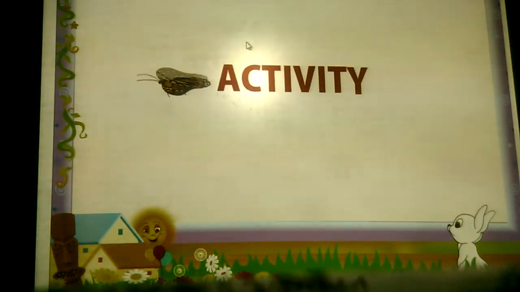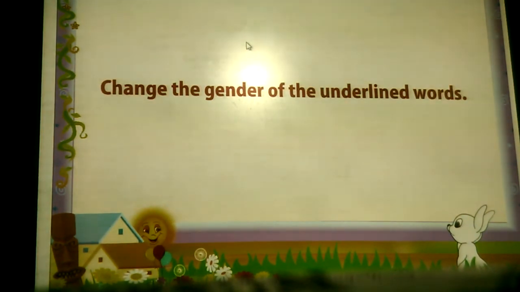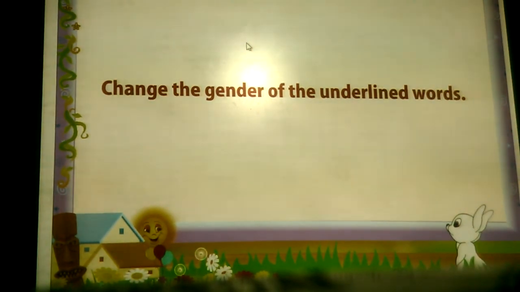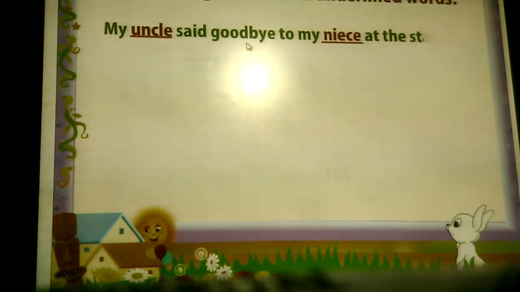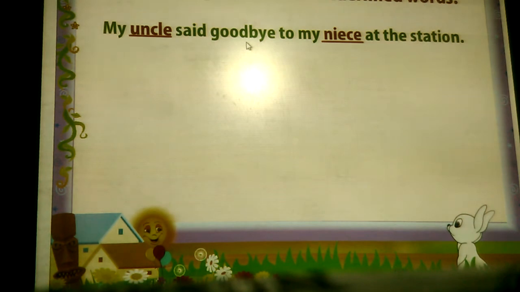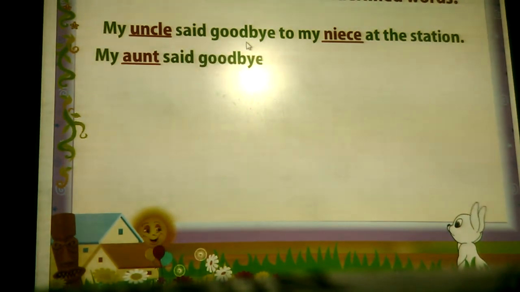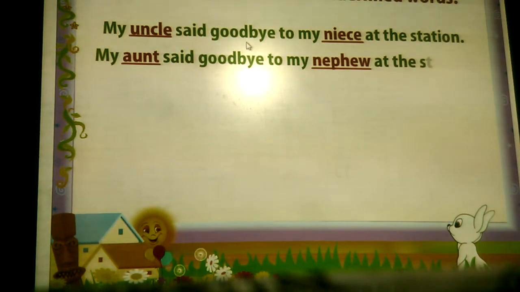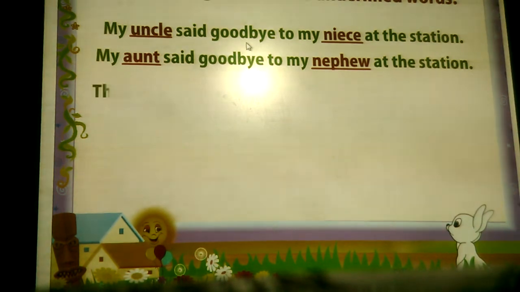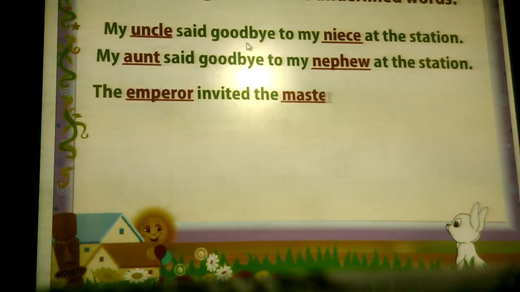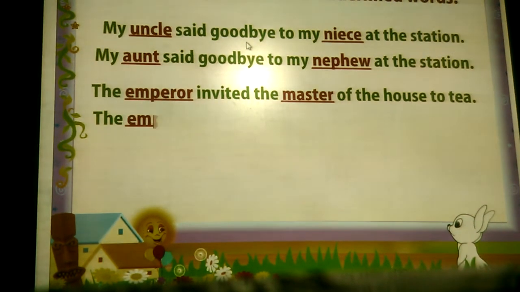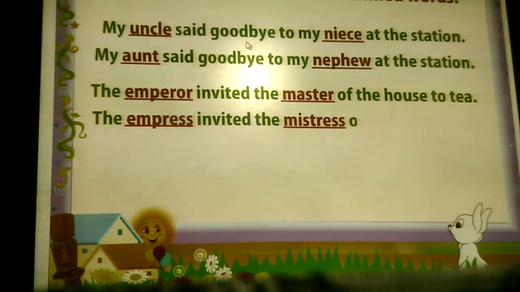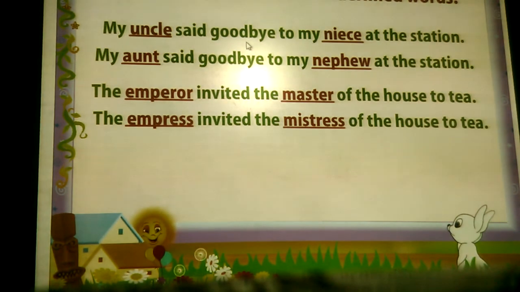Let us do another activity. In this activity, we will change the gender of the underlined words. Uncle said goodbye to my niece at the station. My aunt said goodbye to my nephew at the station. The emperor invited the master of the house to tea. The empress invited the mistress of the house to tea.